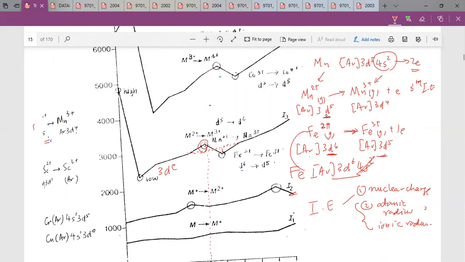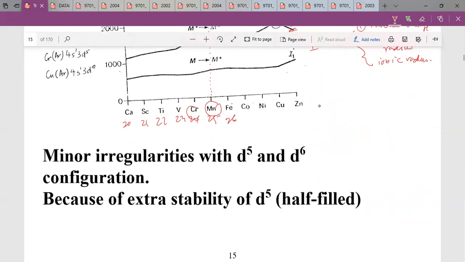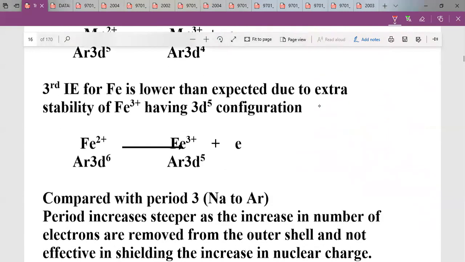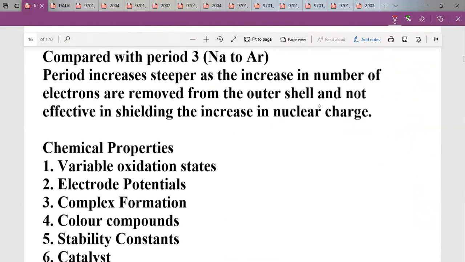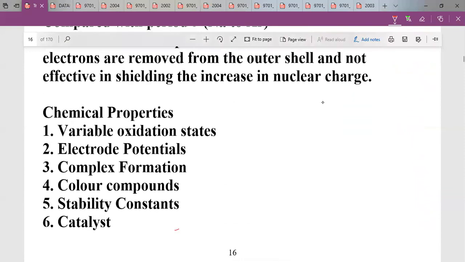Okay, now this is finished. Next one, of course, is variable oxidation states. We've got to go to chemical properties. Basically, I included these two here as chemical properties, but normally this 4 here or 3 here are the main chemical properties, and they also ask about them.